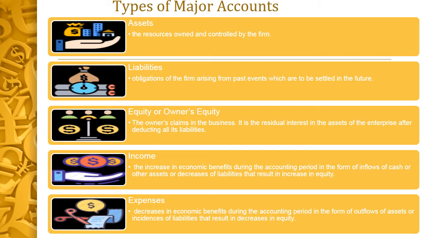Income refers to the increase in economic benefits during the accounting period in the form of inflows of cash or other assets, or decreases of liabilities that result in increase in equity. And expenses refer to decreases in economic benefits during the accounting period in the form of outflows of assets or incidences of liabilities that result in decreases in equity.